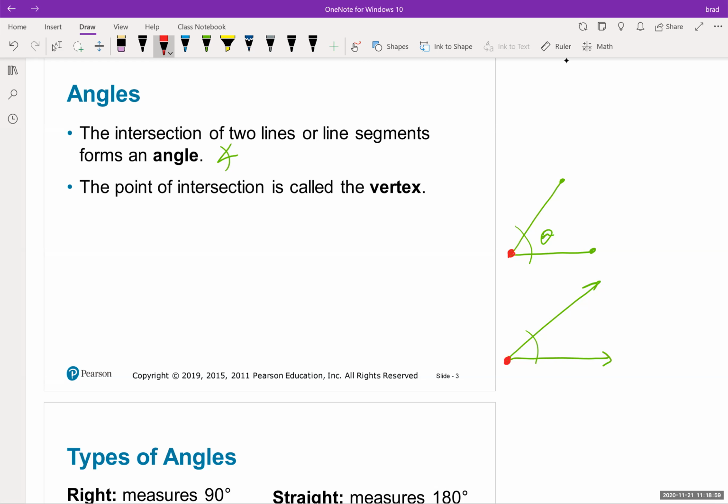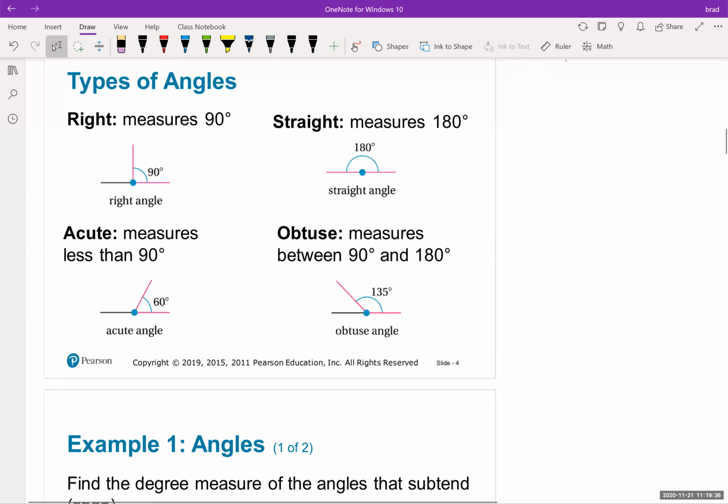Now you could also do something like this, where you have a line here, and then you put a line segment here, or a ray right there. Now from here to here is some angle, but also from here to here is another angle, and from here to here is an angle. So there are a lot of ways you can think about it. Let's call this theta 1, this theta 2, and this theta 3. It just depends on what they're asking for in that particular problem. But all of those are technically angles. You just have to figure out which one they're looking for. Okay, so we have types of angles.